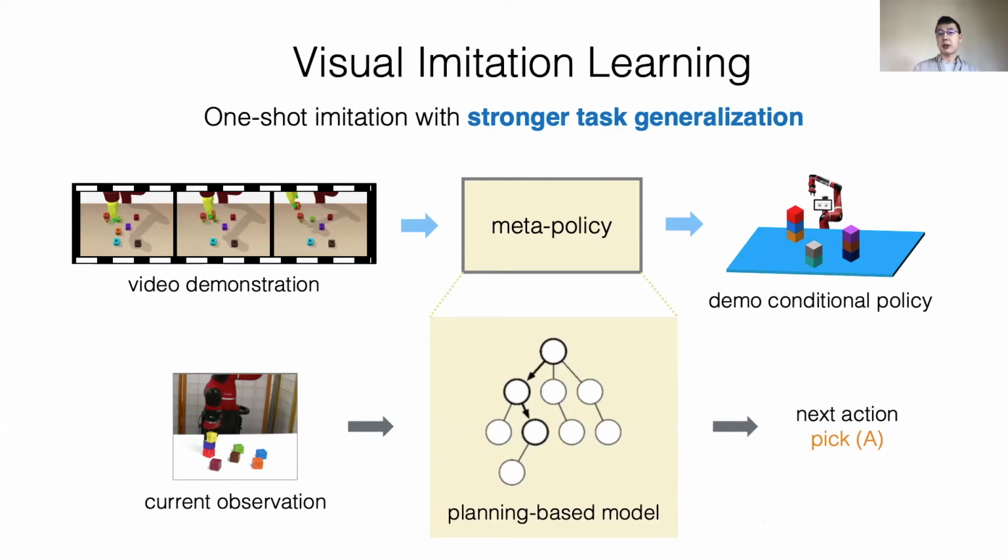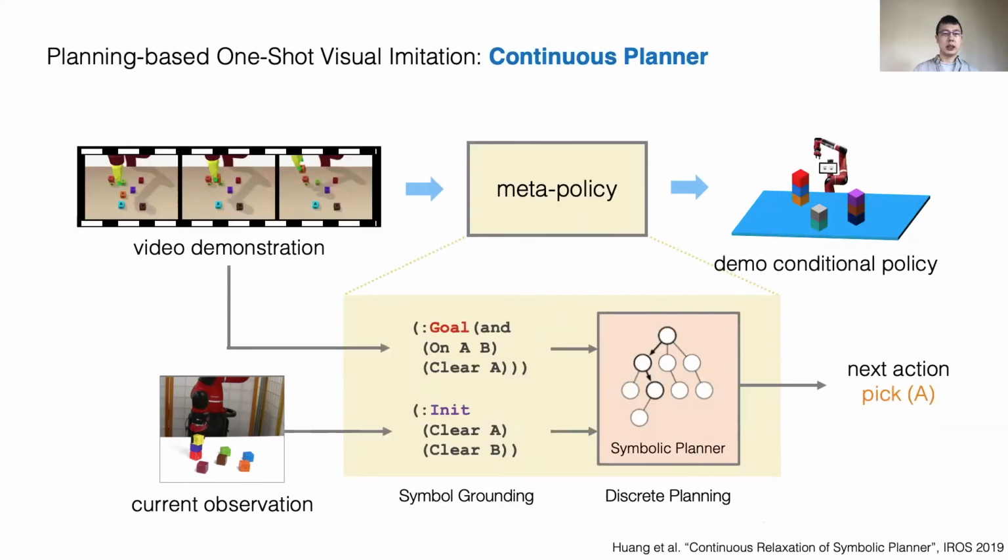So we are asking ourselves, how can we integrate such domain knowledge from a symbolic planner to achieve stronger generalization in the context of one-shot visual imitation? This is a technical question we investigated in one of our recent papers published in IROS last year. In this work, we propose a planning-based formulation for one-shot visual imitation learning. And it is a two-stage approach.